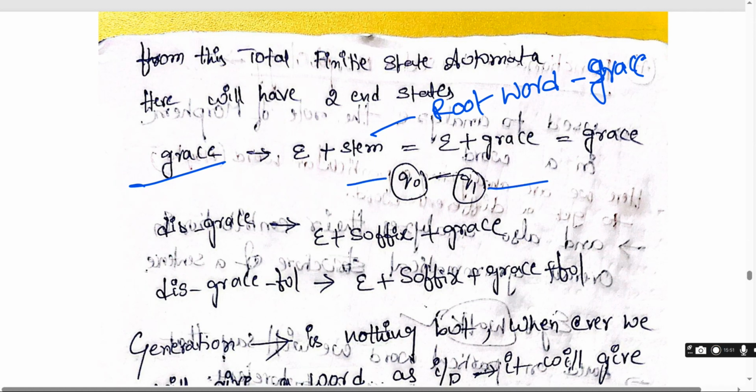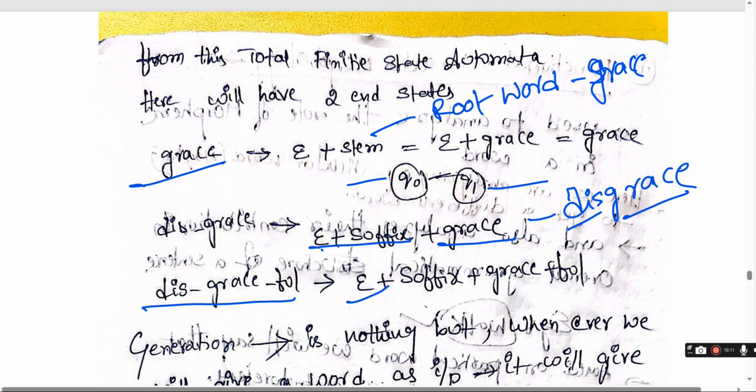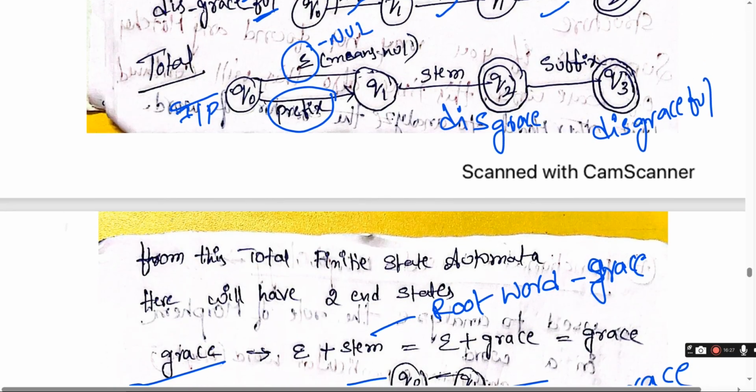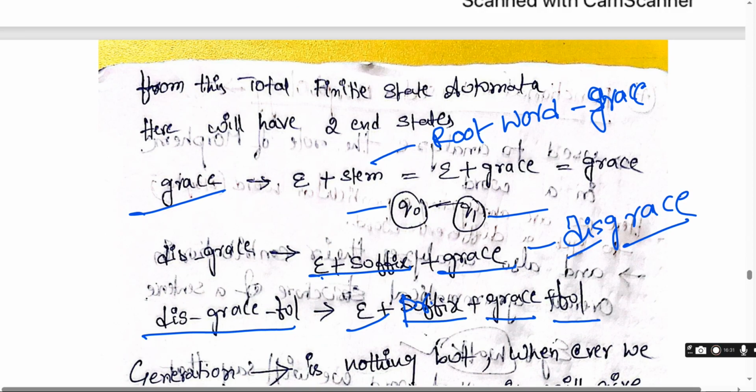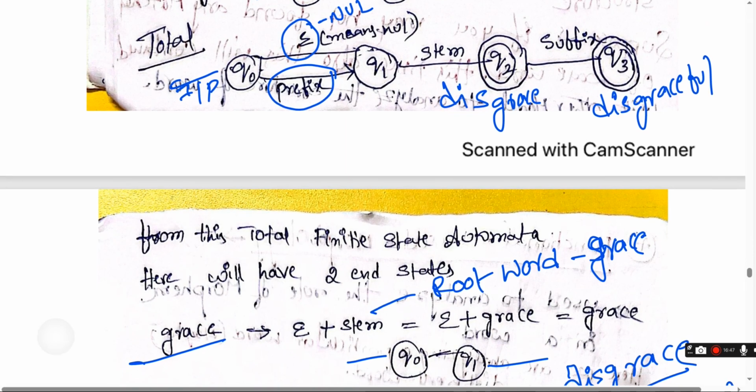So this is this one. Then disgrace: epsilon plus prefix plus grace. The prefix is dis and grace is the root word, that is the stem word. In the same way, disgraceful: epsilon plus prefix plus grace plus suffix. So that is disgraceful. So this is the complete word for the total automata theory of the given word.